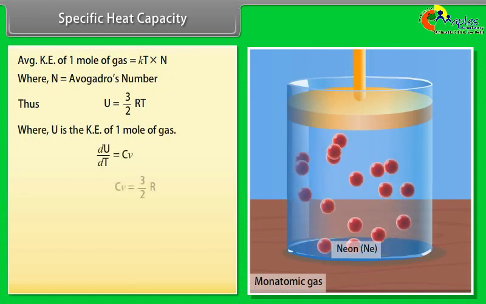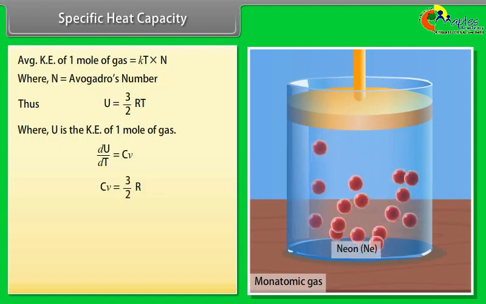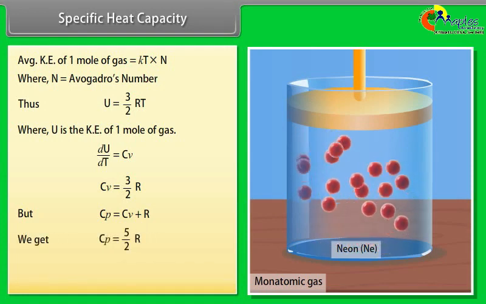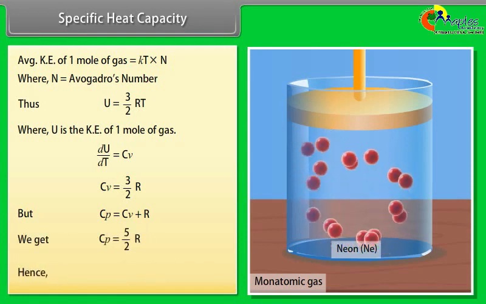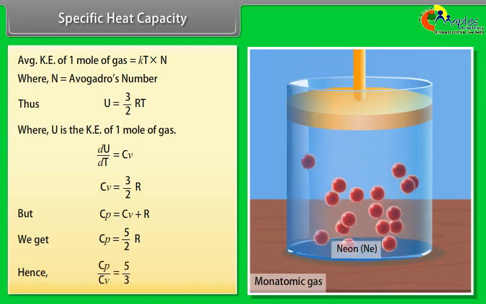Cv is equal to 3 by 2 R, but Cp is equal to Cv plus R. We get Cp is equal to 5 by 2 R. Hence, Cp by Cv is equal to 5 by 3.